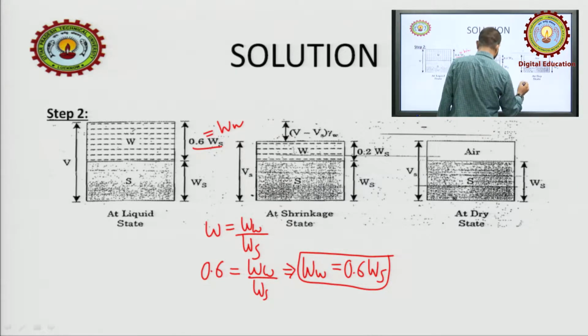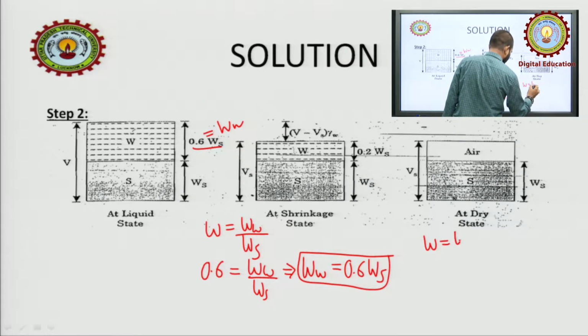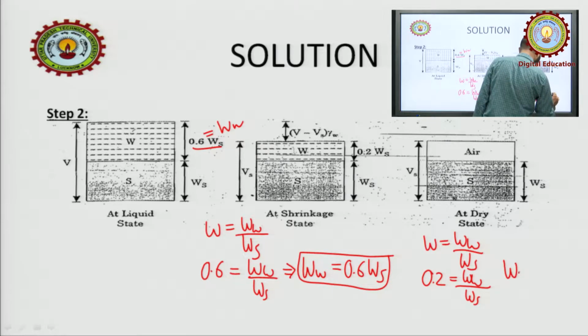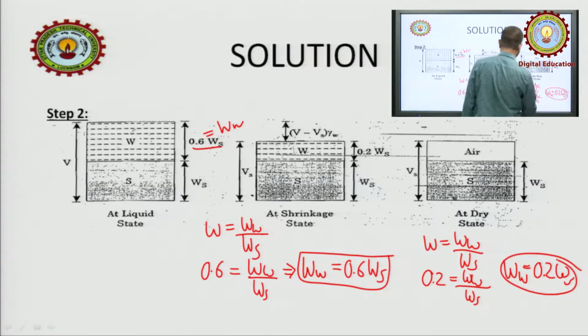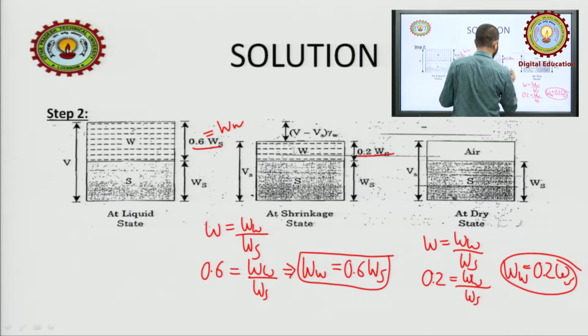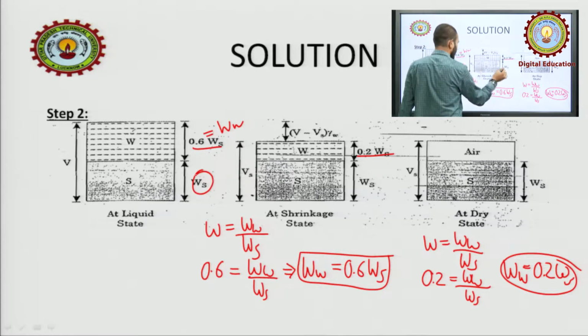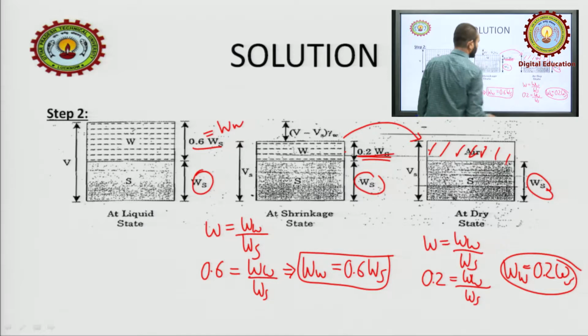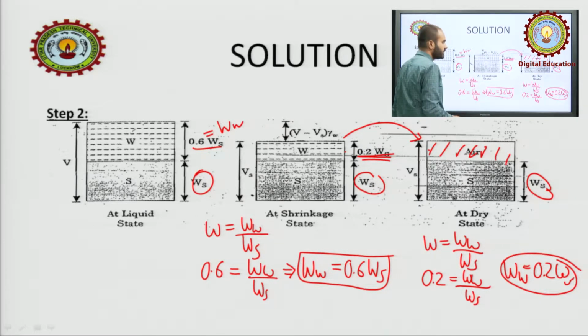Similarly, in this case W is again WW by WS, and it is given to be 20%. So WW upon WS, we can say that WW will be 0.2 WS. So these are the diagrammatic representations. This is WS every time, just this is reducing slowly. And after shrinkage, no volume reduction takes place, so this is only occupied by air. So these are the phase diagrams.